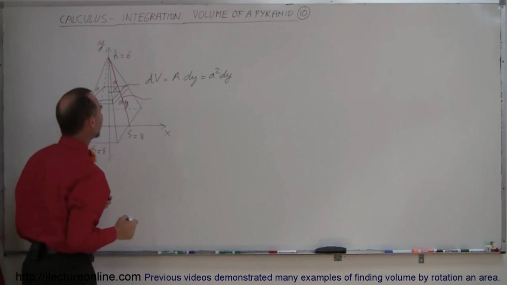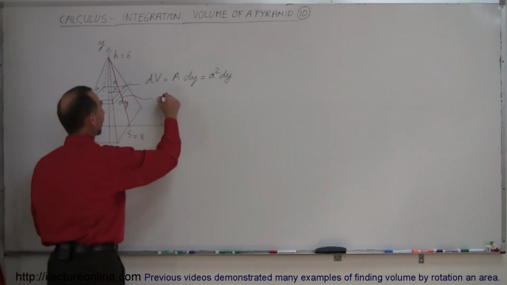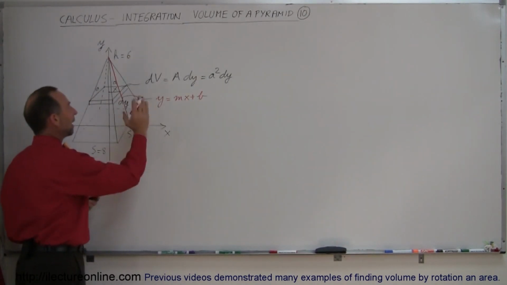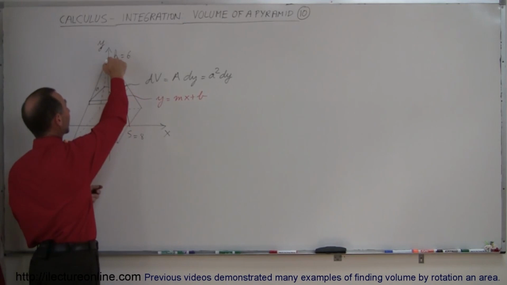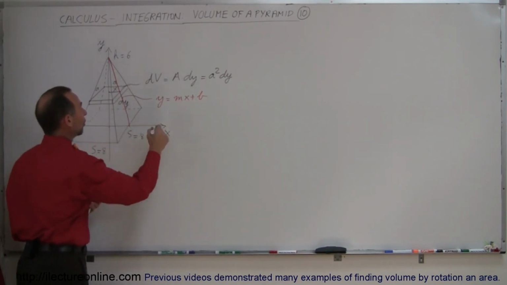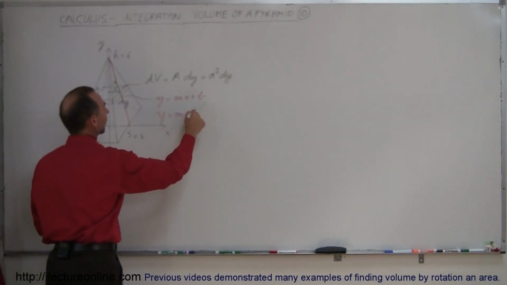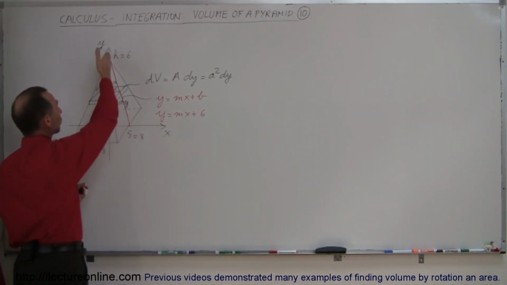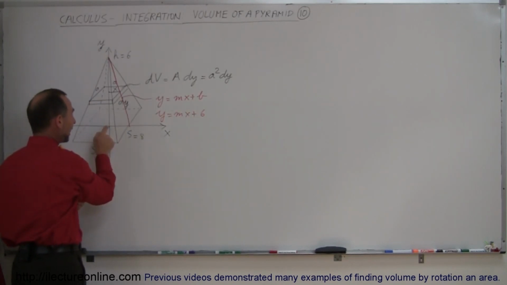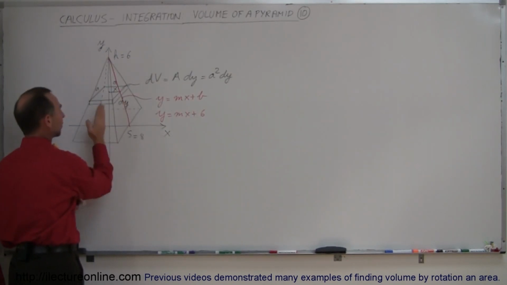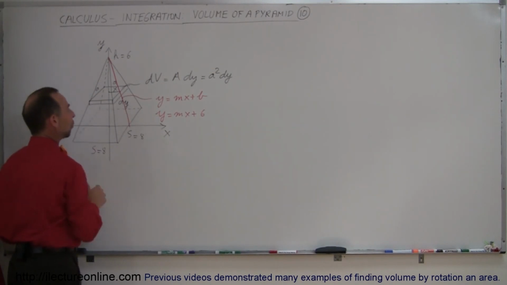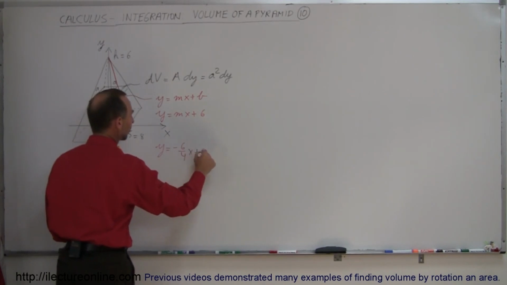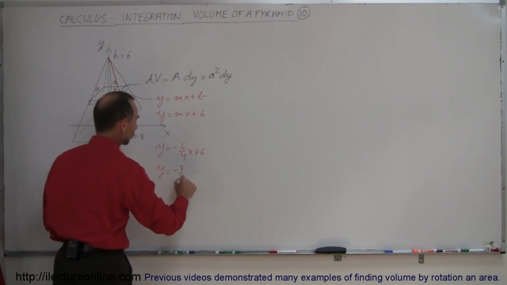And this line is a straight line, a y equals mx plus b type of line. All we have to do is find the slope of that line and find the intercept. The intercept is easy. That is right there where it crosses the y-axis. So we know that y is equal to mx plus 6. What about the slope? Well, the slope will be the rise over the run. In this case, the rise is -6 because we drop, and the run is half the base of the pyramid. From the center to the edge would be 4. So that would be y equals -6 over 4 x plus 6, or y equals -3 over 2 x plus 6.